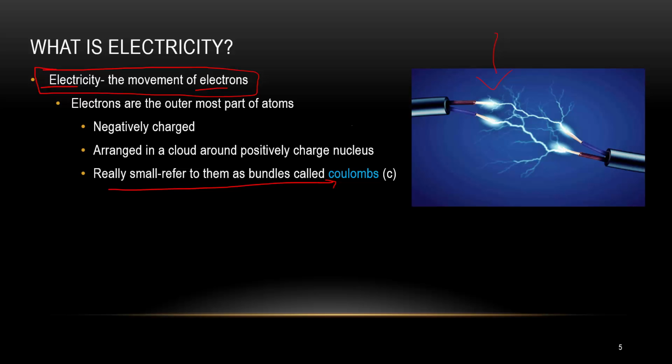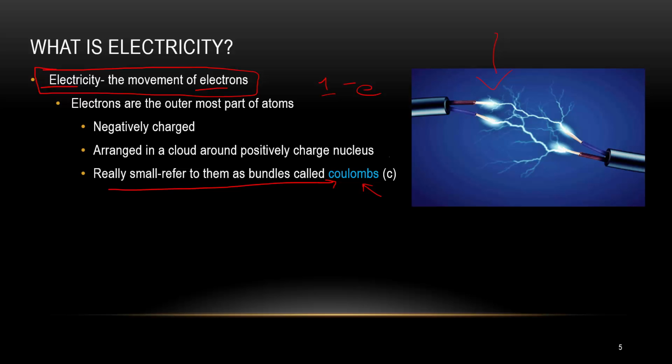And the reason being is that if we had just one electron, so one negative electron, one negative electron would never carry enough charge to do anything. It would make no noticeable difference in the real world. Millions and billions and trillions of electrons coming together, that makes a difference. And because it takes so many electrons to do anything, we refer to them as coulombs.